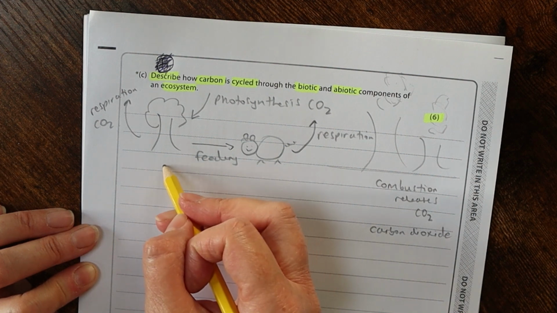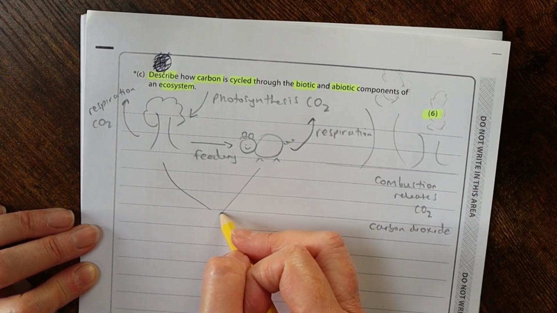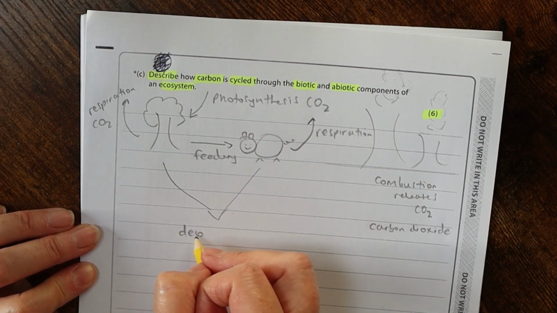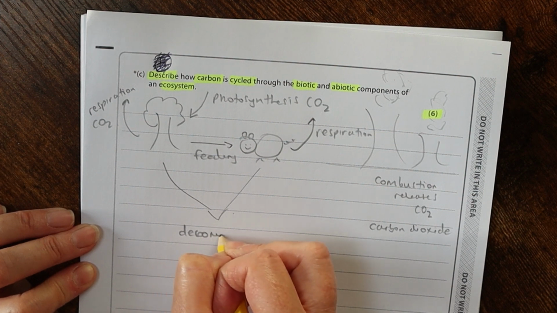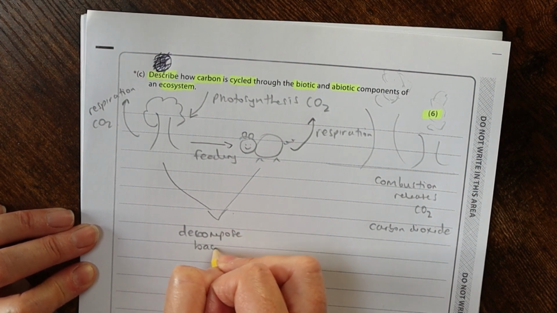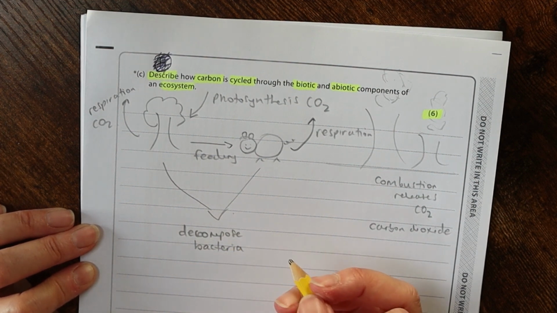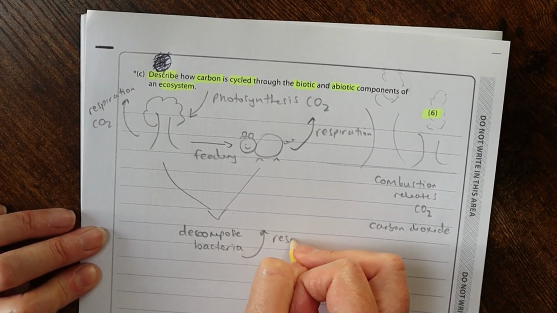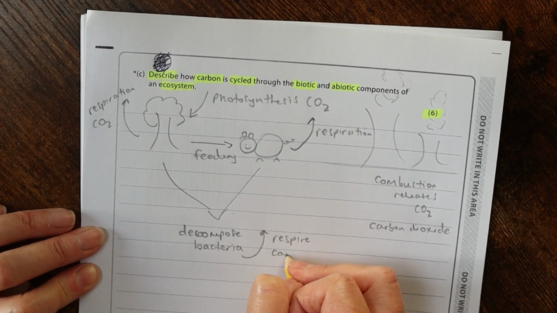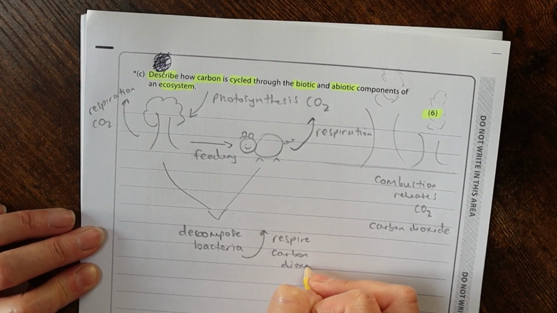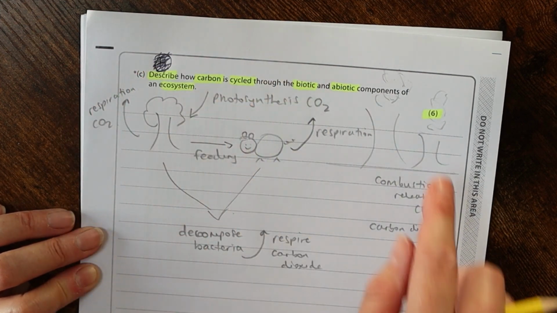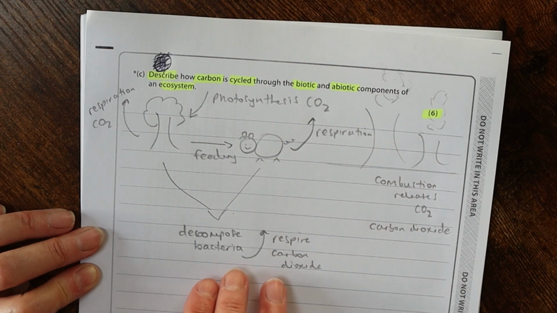Now, sadly, trees die and animals die. And when things die, they decompose, which means they break down. Now, bacteria carry out decomposition. Bacteria are living. And there we go again. So bacteria will respire and release carbon dioxide back into the air. So this here is all biotic factors, and the combustion of fossil fuels and decomposition are your abiotic factors.